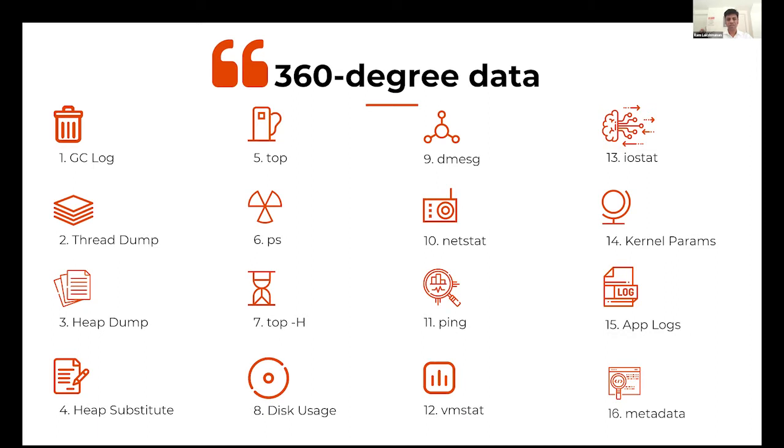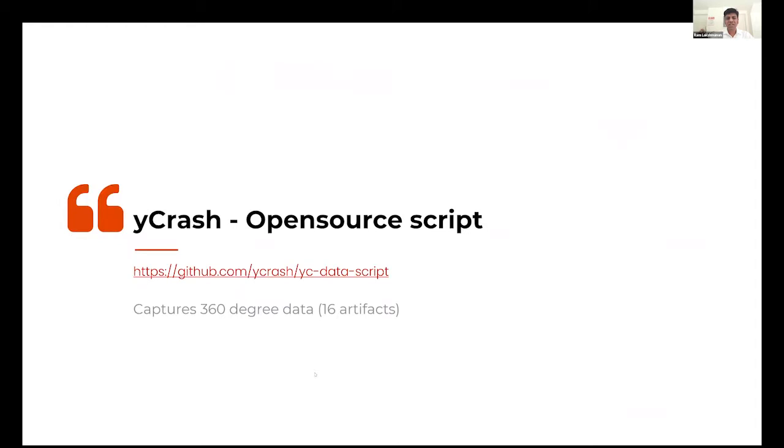We will talk about these 16 artifacts in a minute, but how are we going to capture them? We can't execute individual commands to capture these artifacts. So what I'm going to share with you is an open source script called yCrash. It's published on GitHub. When you trigger this script, it captures the 360-degree data, all those 16 artifacts which we saw in the previous slide.